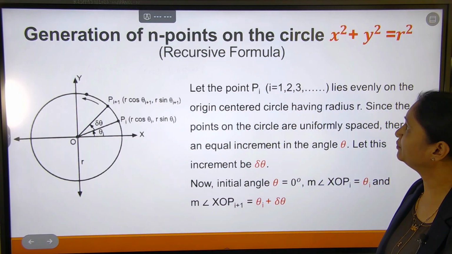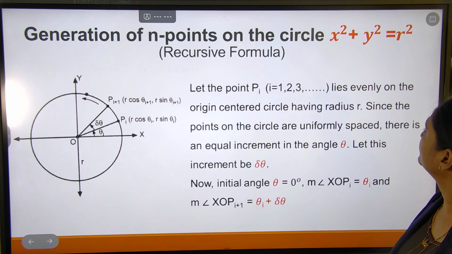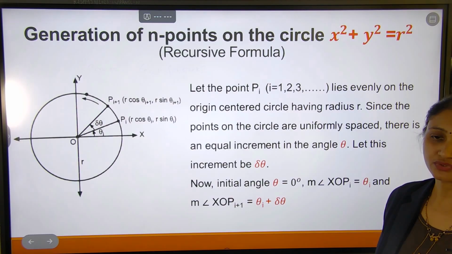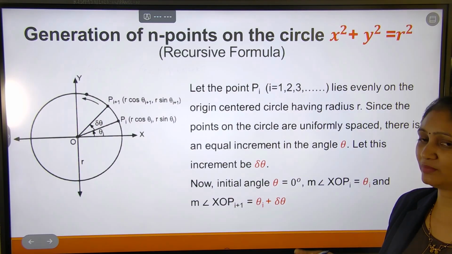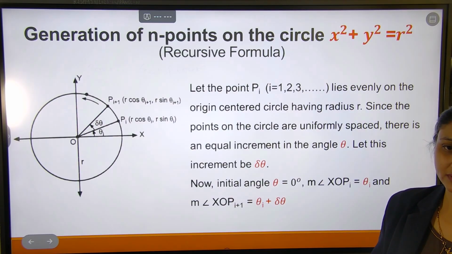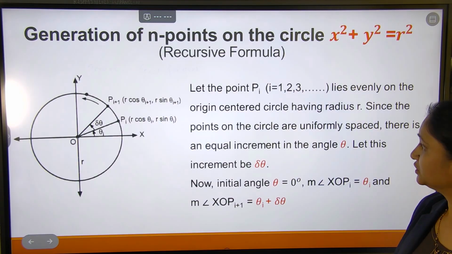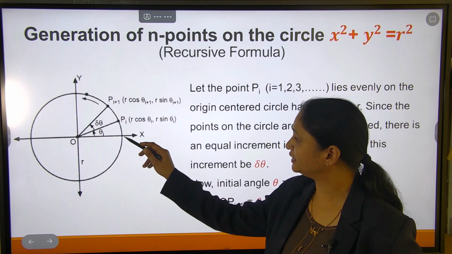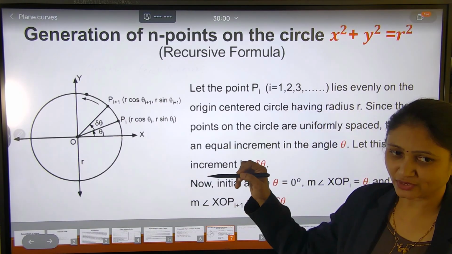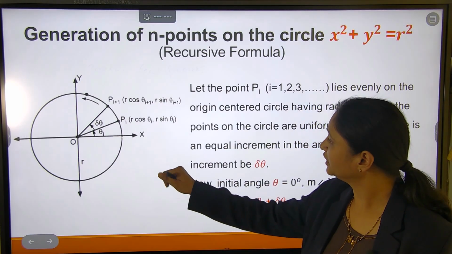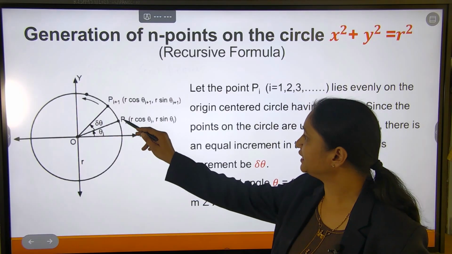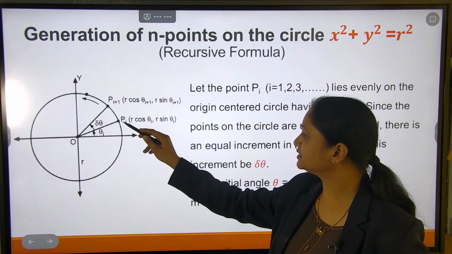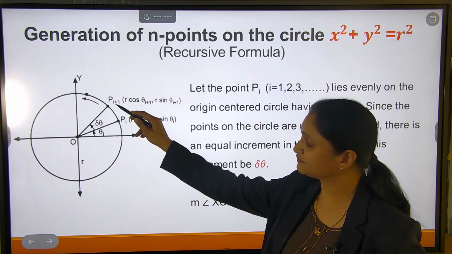Now, generation of n points on the circle x square plus y square is equal to r square. Here we are going to see the recursive formula to find the coordinates of the points on the circle. Consider this figure. Here the initial angle theta is equal to 0. Then the points are equally spaced.